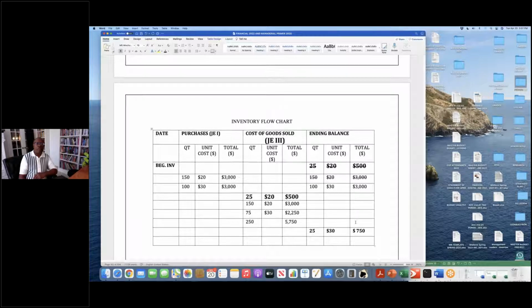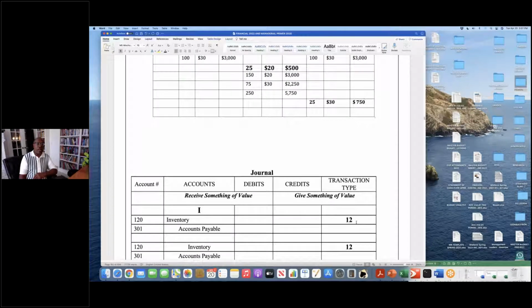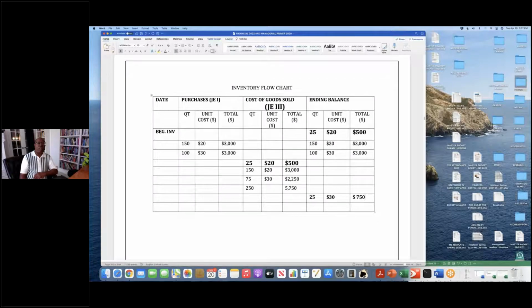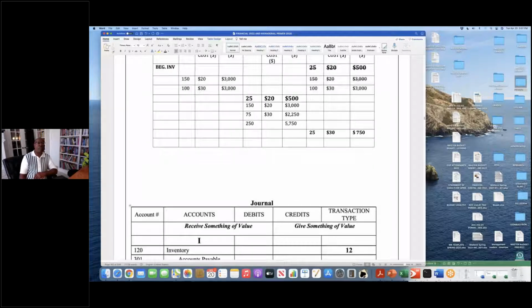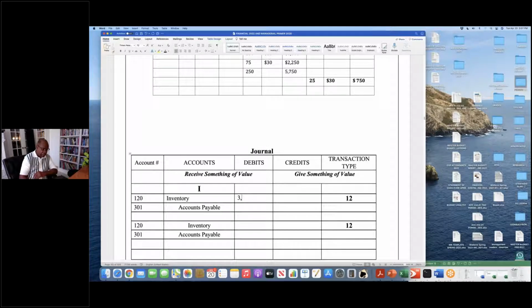Okay, so now we have to go down and make our journal entries. We don't have to make a journal entry for the beginning balance. That was done in a prior period. So we do have a journal entry for those two purchases, which were 3,000 each. So we got 3,000 here, 3,000 here.